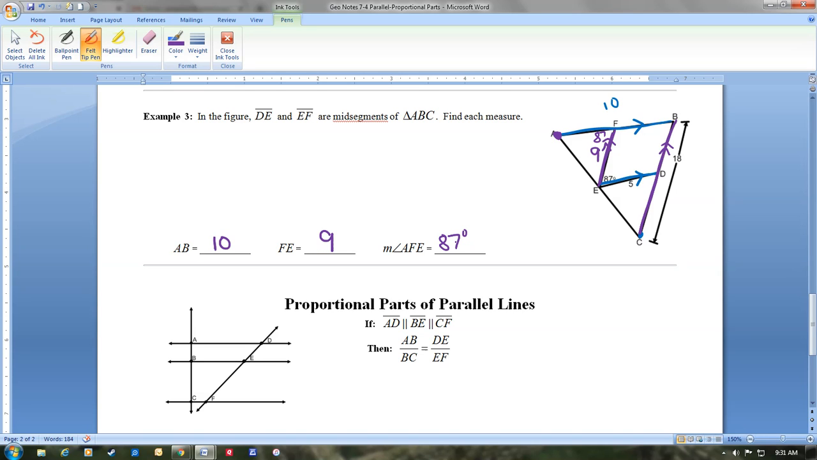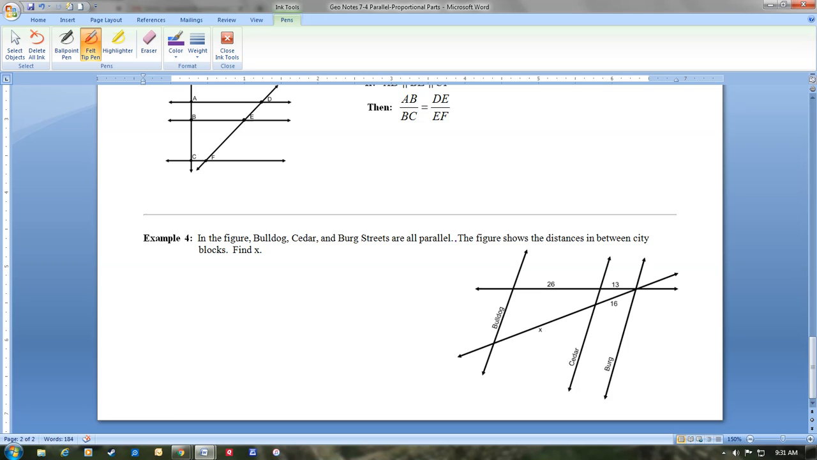This last part, proportional parts of parallel lines, is just like the triangle proportionality theorem. Whether you have parallel line segments in a triangle or parallel line segments or lines in just a figure, the parts are also proportional. So let's look at number 4. In the figure, Bulldog, Cedar, and Berg streets are all parallel, so I'll put the arrows here. The figure shows the distances in between city blocks. I'm going to use a different color to represent the pieces parts.